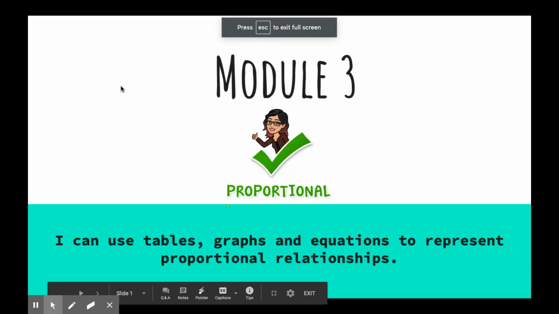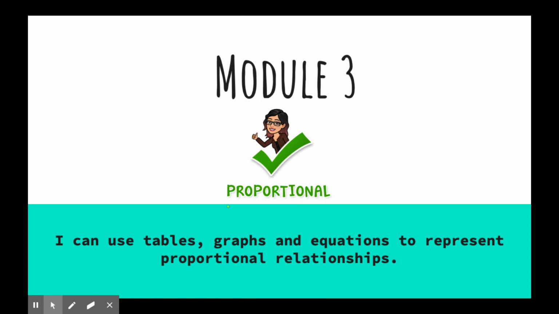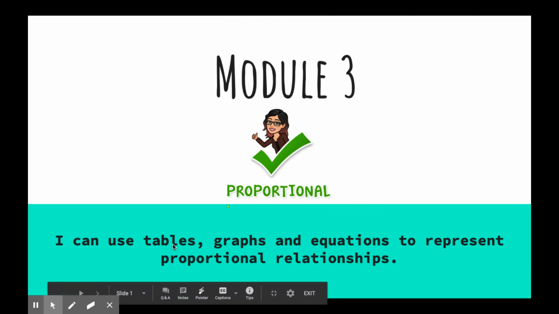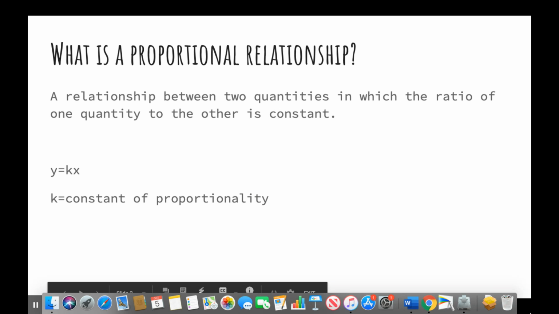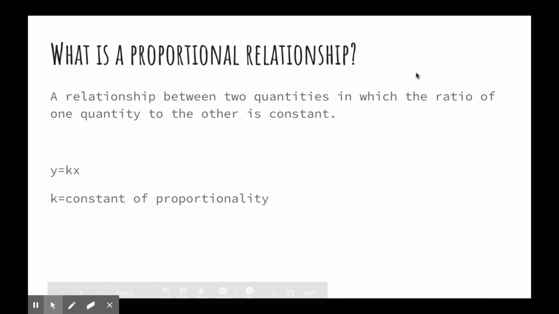Hey guys, today what we're going to learn about are proportional relationships. And so our learning target is: I can use tables, graphs, and equations to represent proportional relationships. What is a proportional relationship?